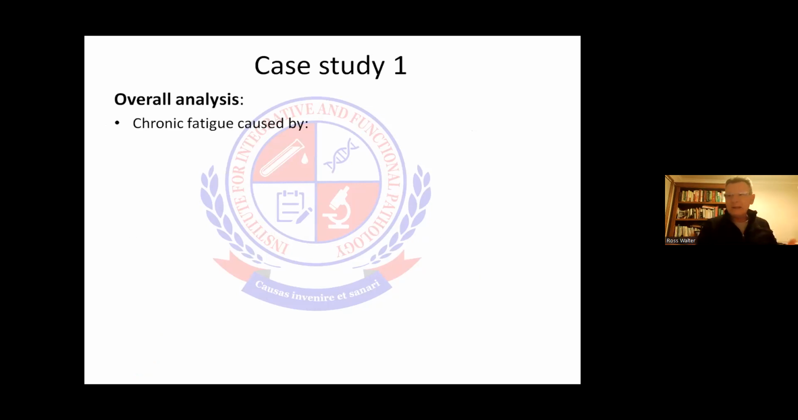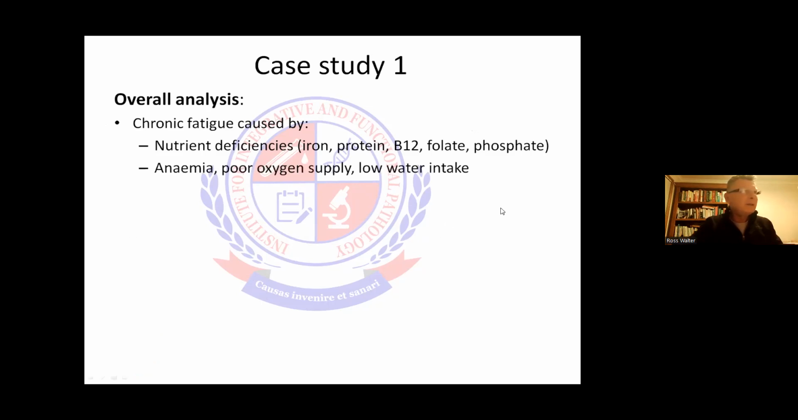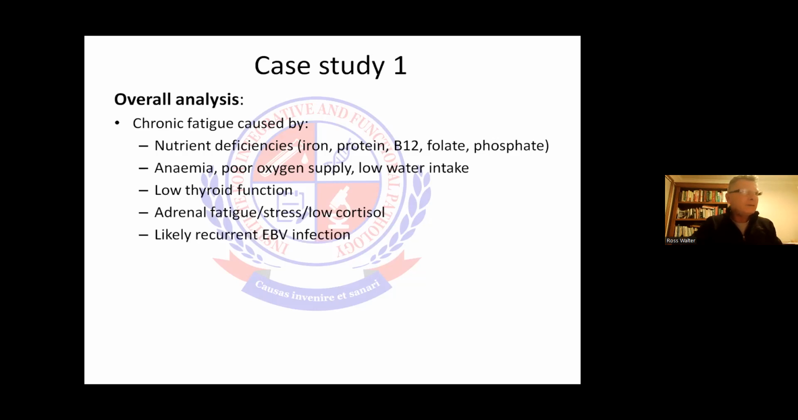Just taking a step back and looking at all of the results that we've seen in this client. The main issue of chronic fatigue is being caused by nutrient deficiencies of iron, protein, B12, folate, and phosphate that we've found directly or indirectly in the results. Also, the fatigue's been caused by anemia, which causes poor oxygen supply, but also low water intake from dehydration. We need water in the energy production processes, so dehydration leads to poor energy. Also, low thyroid function is contributing to the low energy, as well as the adrenal fatigue as a result of the low cortisol, and likely a recurrent Epstein-Barr virus infection. We do know that that causes chronic fatigue as well.